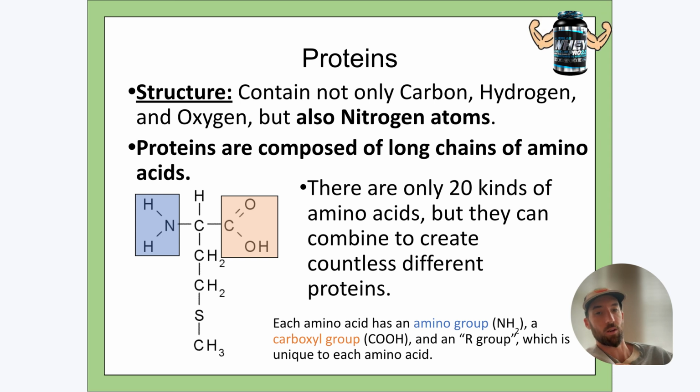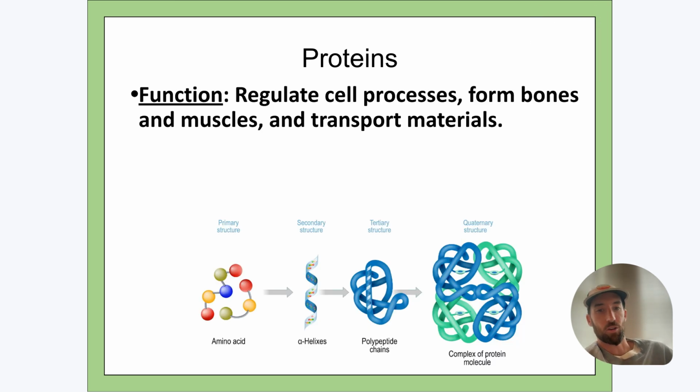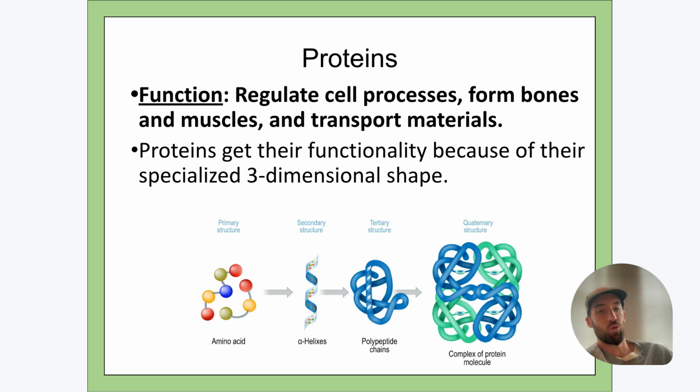There are 20 different amino acids, but the combinations of them can create a variety of structures. They regulate cell processes, form muscles and bones, transport materials, and do much more. They serve as enzymes that help to decompose and synthesize things and act as catalysts. Their function depends on their 3D shape, which allows them to fit perfectly with other molecules. We'll talk about the quaternary structure of proteins. They fold 4 times. We'll do a lab on this.